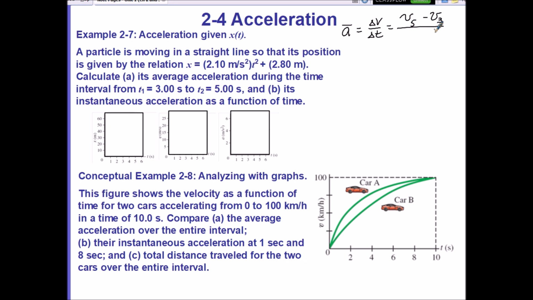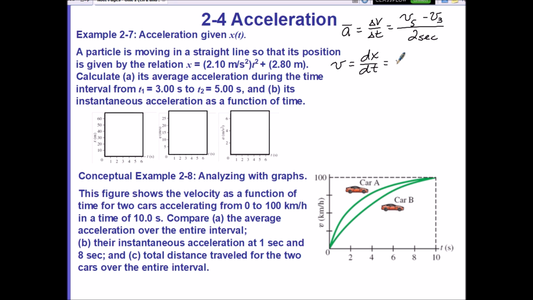And then divide that by the time interval from 3 to 5 seconds. That'd be 2 seconds. Okay, so now the question becomes, how do I find the velocity at 5 and 3 seconds? Well, I do that by using my position function, and I do that by using some calculus. We know that the instantaneous velocity can be found from the position function by taking the derivative of that function with respect to time.